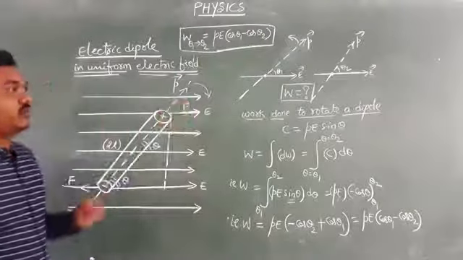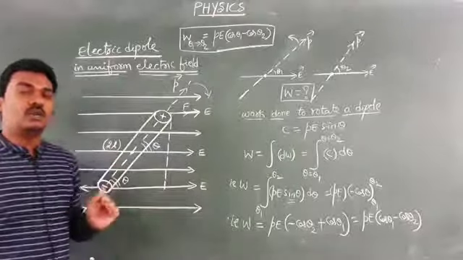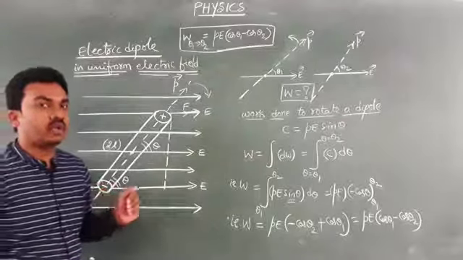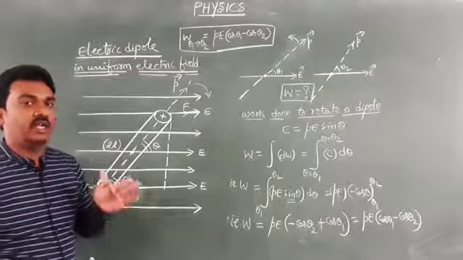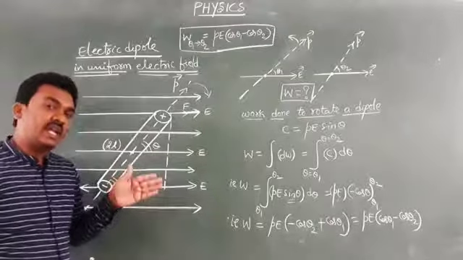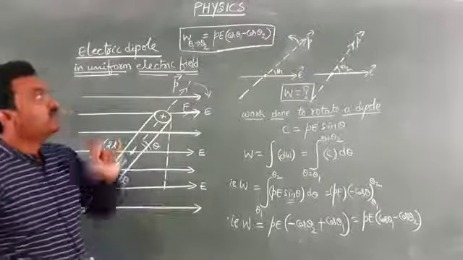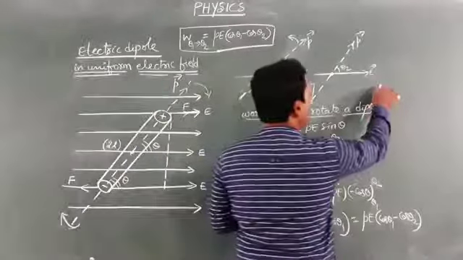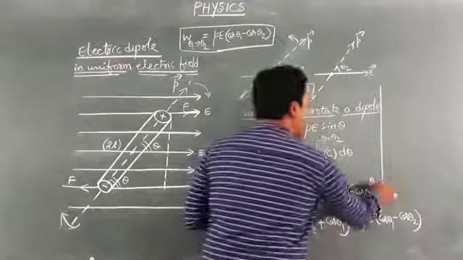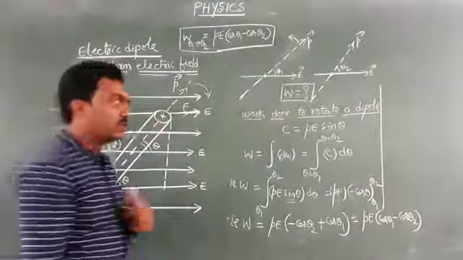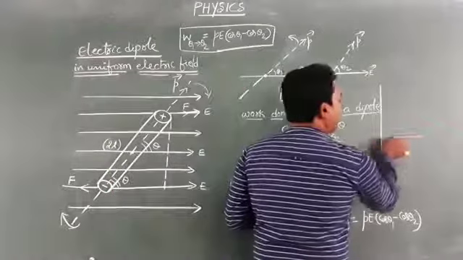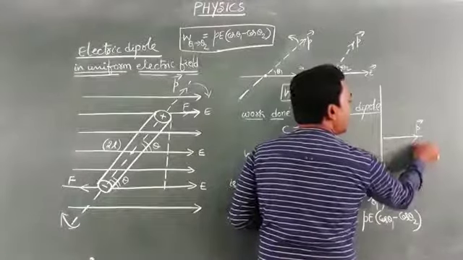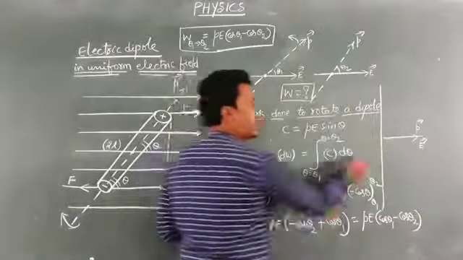So this is the equation for the amount of work done to rotate an electric dipole in a uniform electric field from an angle theta 1 to an angle theta 2: PE (cos theta 1 minus cos theta 2). I have told you one situation in the earlier point. I have given you one example. Sir, my electric dipole is in the direction of the electric field.